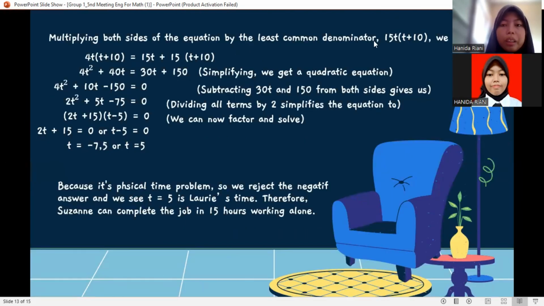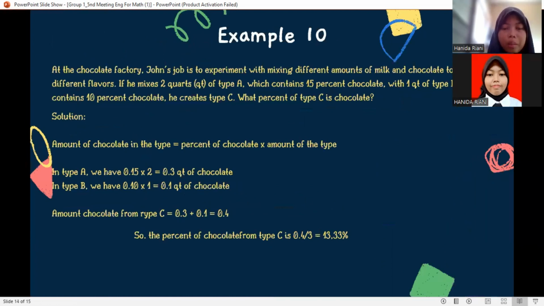Multiplying both sides of the equation by the least common denominator, 15 times t times (t plus 10), we get, from this, the value t equals minus 7.5 or t equals 5. Because it's a physical time problem, we reject the negative answer and we say t equals 5 is the valid time. Therefore, Susan can complete the job in 15 hours working alone.